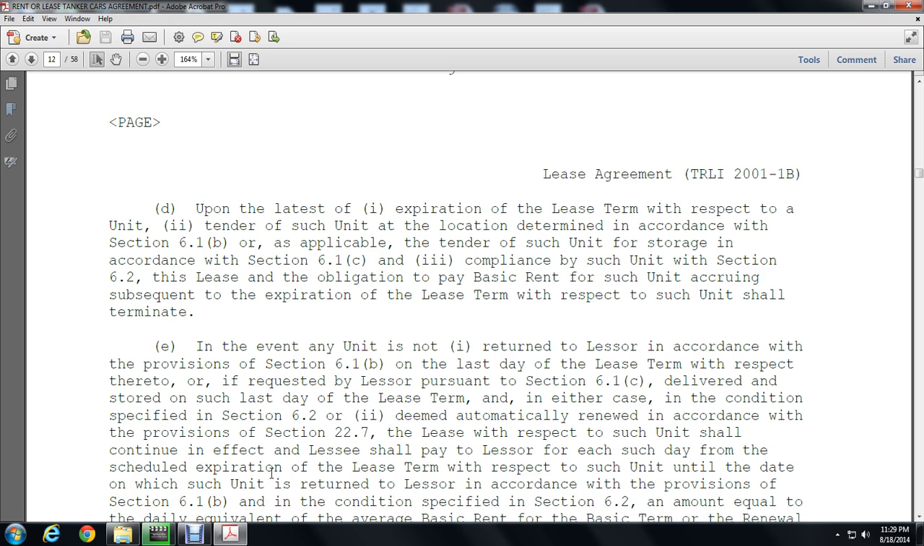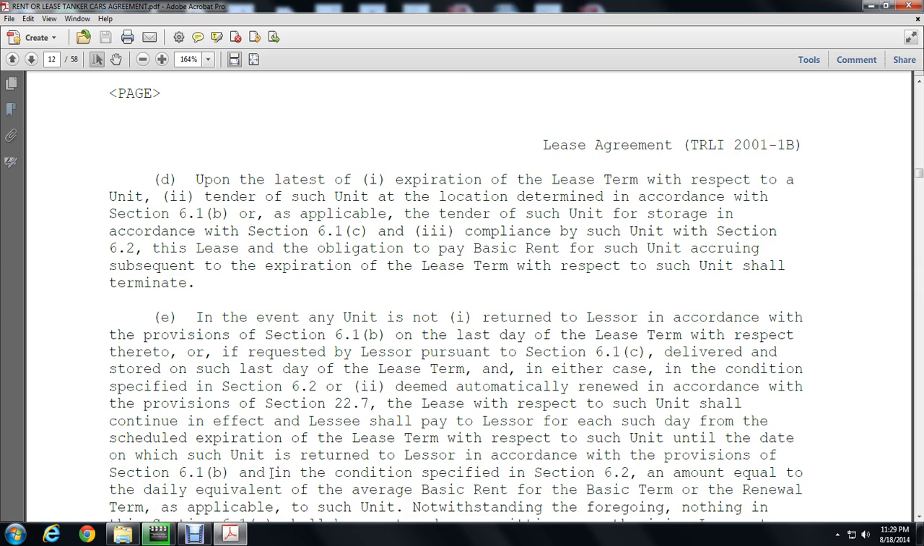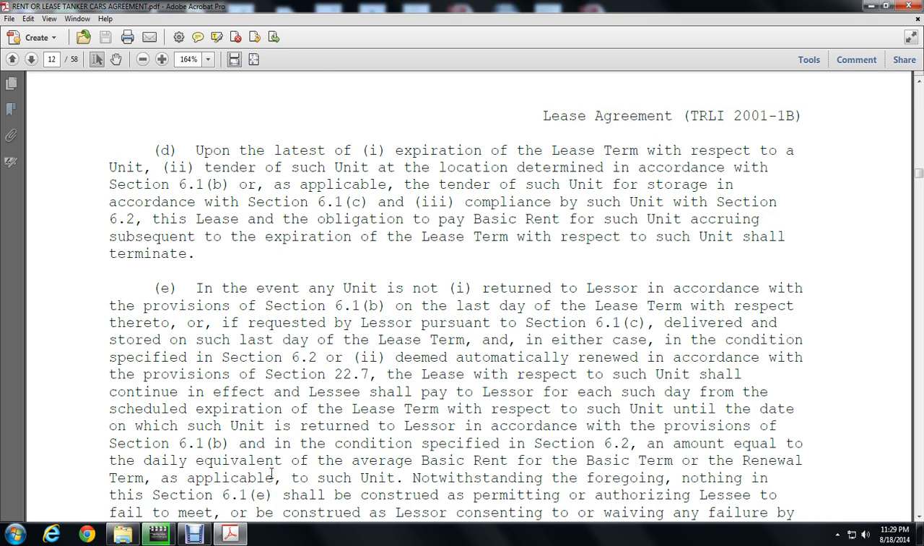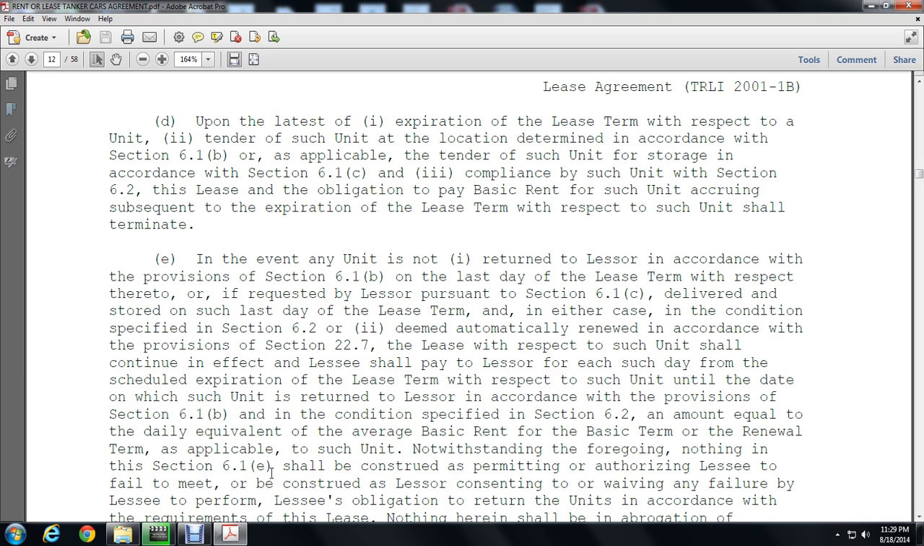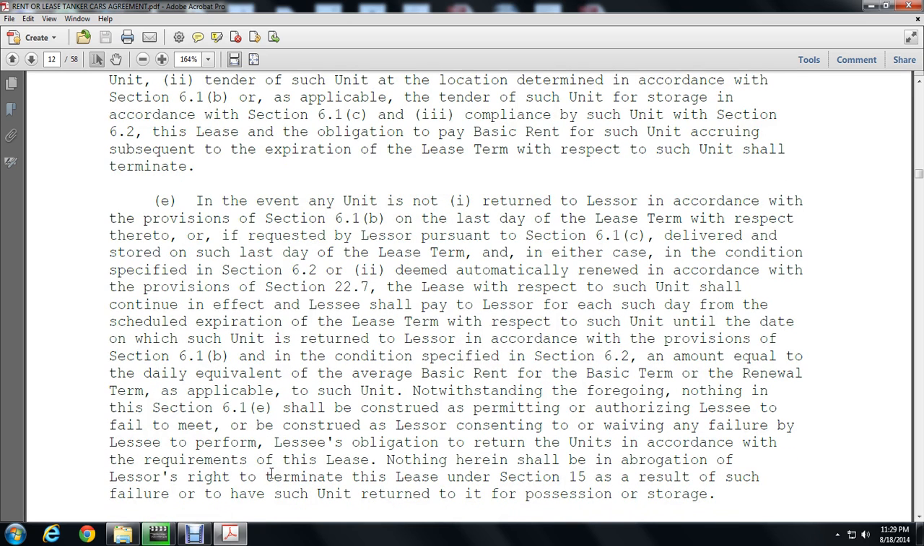The condition is specified in Section 6.2, the amount equal to Section 6.1(b). The condition specified in Section 6.2, the amount equal in daily equivalent to the average basic rent of the basic term. The renewal terms are applicable to such unit. Notwithstanding the foregoing, nothing in Section 6.1 shall be construed as waiving the lessor's failure to perform the lessor's obligation to return units in accordance with the requirements of the lease.